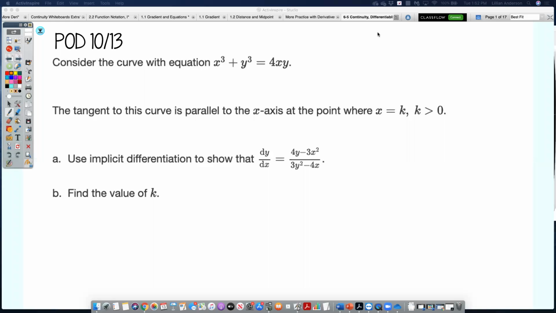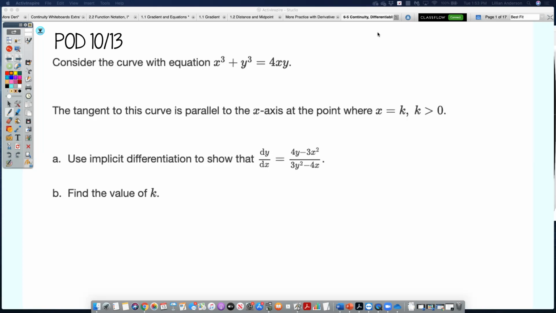We have a curve that has the equation x to the third plus y to the third equals 4xy. Then we're told that the tangent to this curve is parallel to the x-axis at the point where x is equal to k. K is a value that's greater than 0. Use implicit differentiation to show that dy/dx is equal to this expression over here.